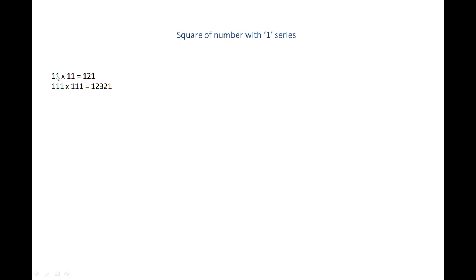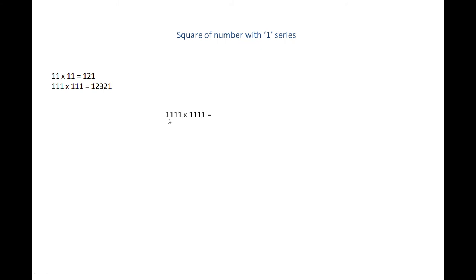See, here we can easily observe this, right? For 11 square, we have 2 ones in this particular number, so we have written from 1 to 2. It is 1, 2, then counting back to 1. When we have 3 digits in the number, we have written from 1 to 3 and then back downwards from 3 to 1. Let us see for another number.